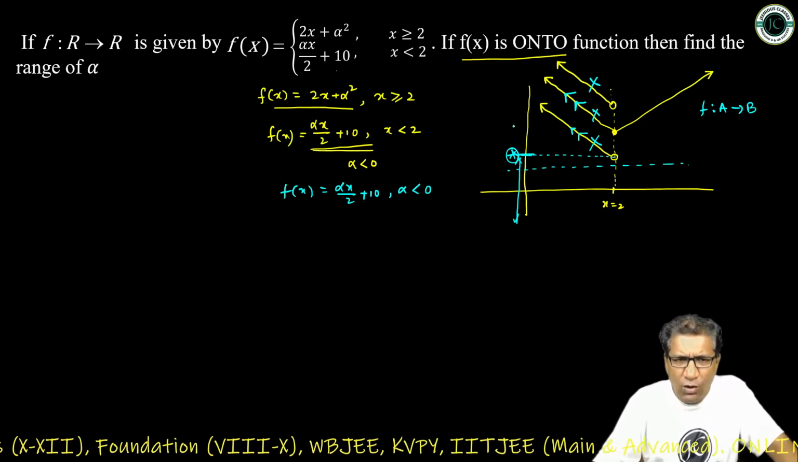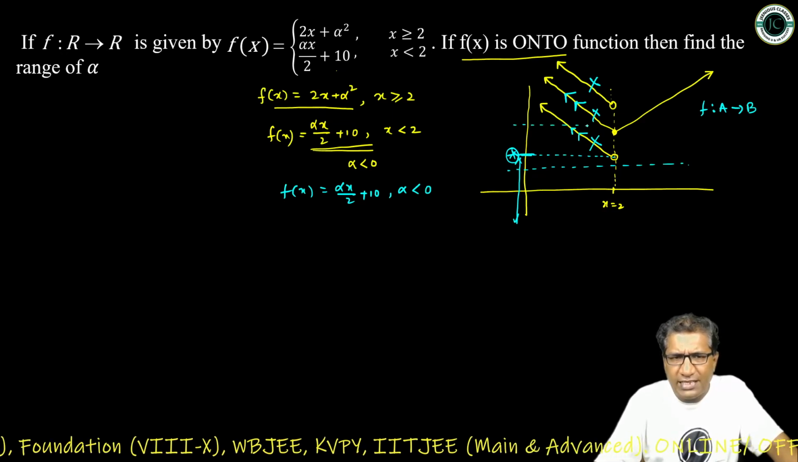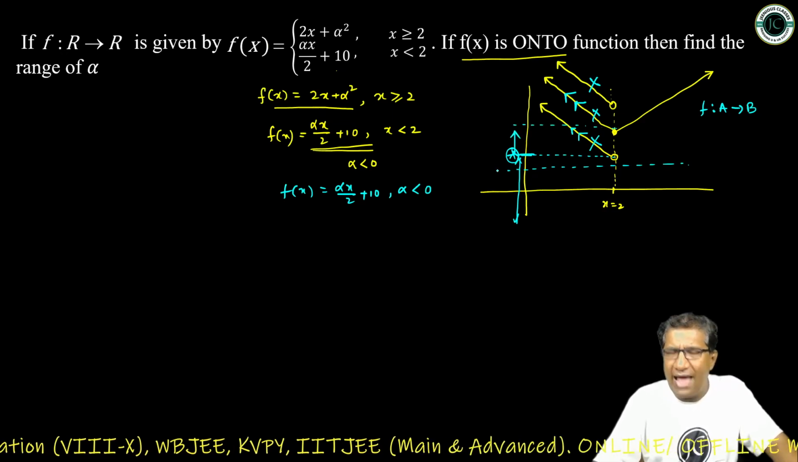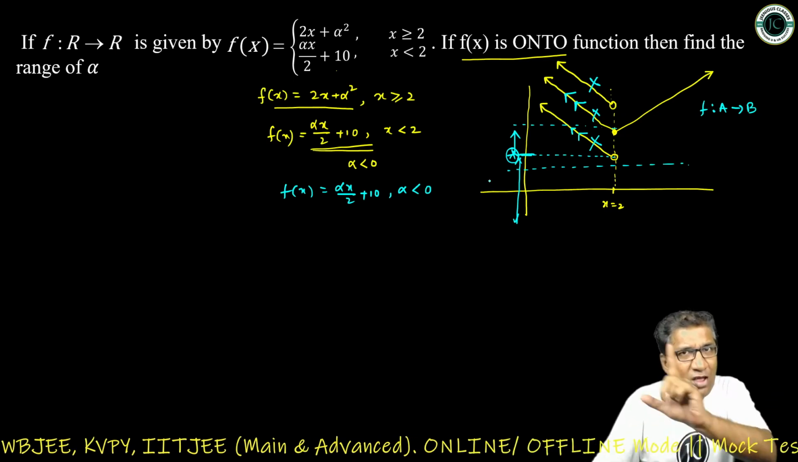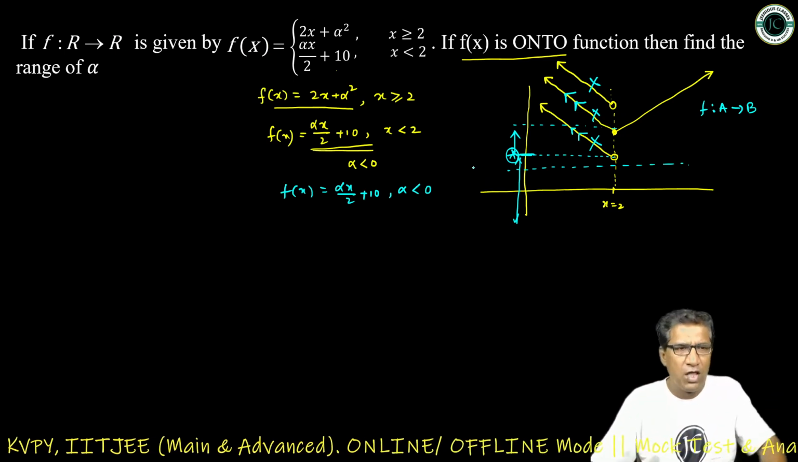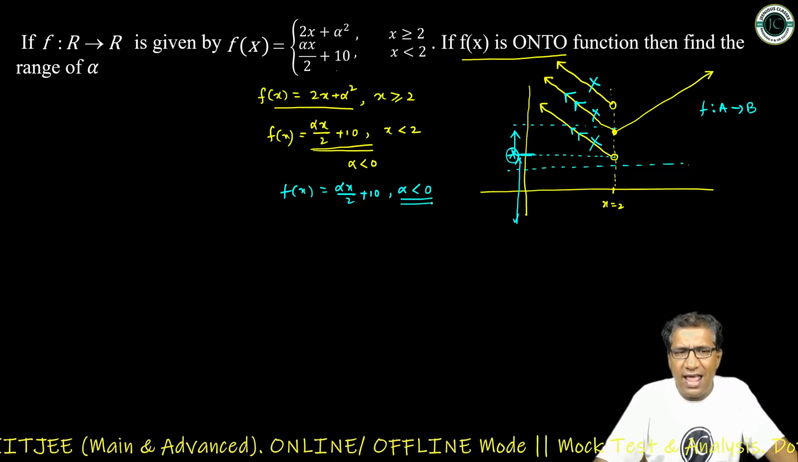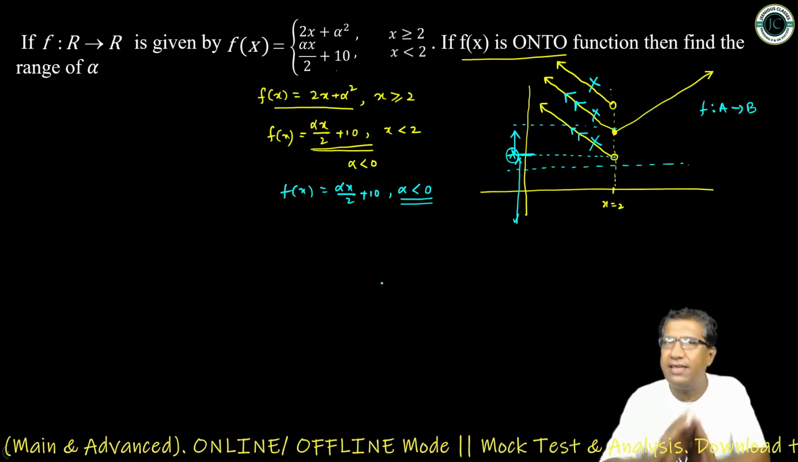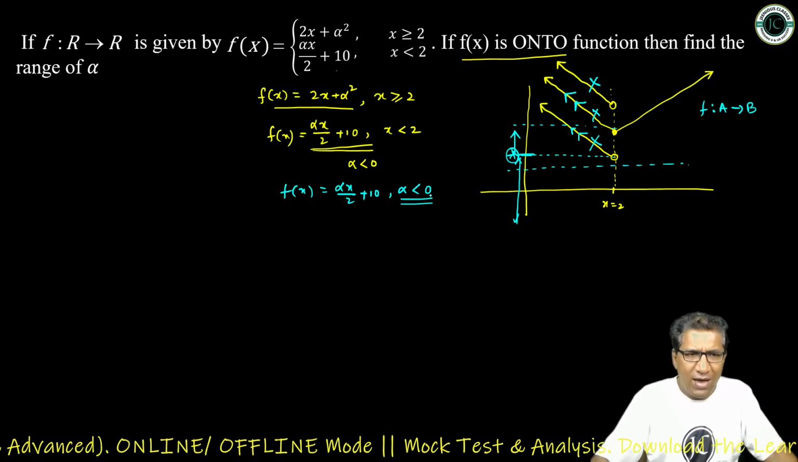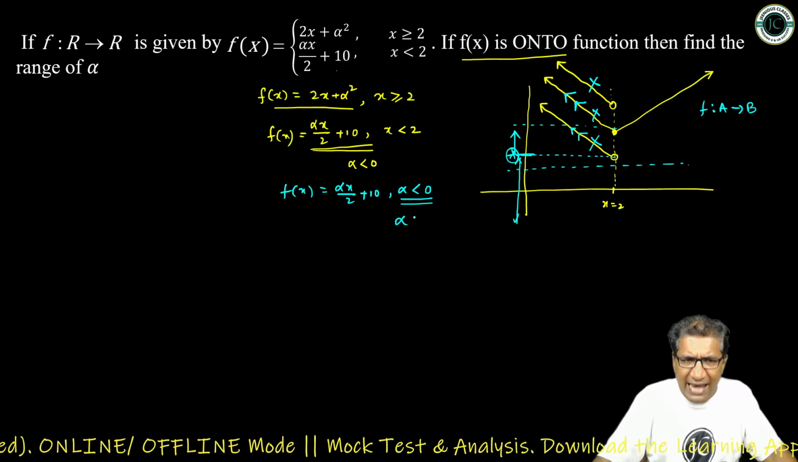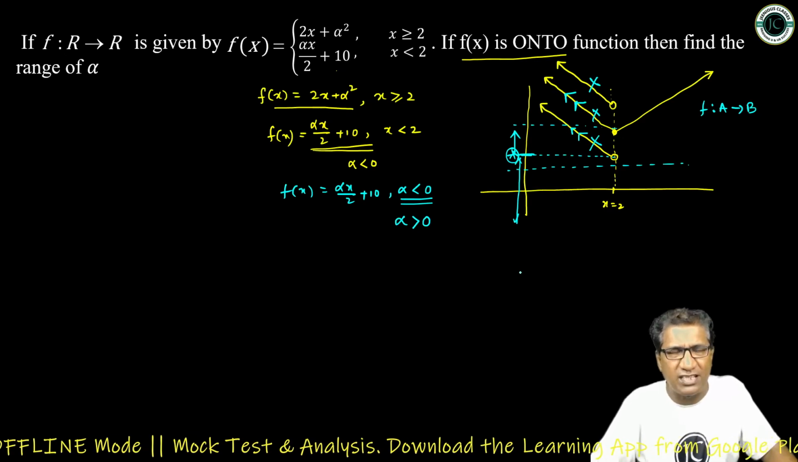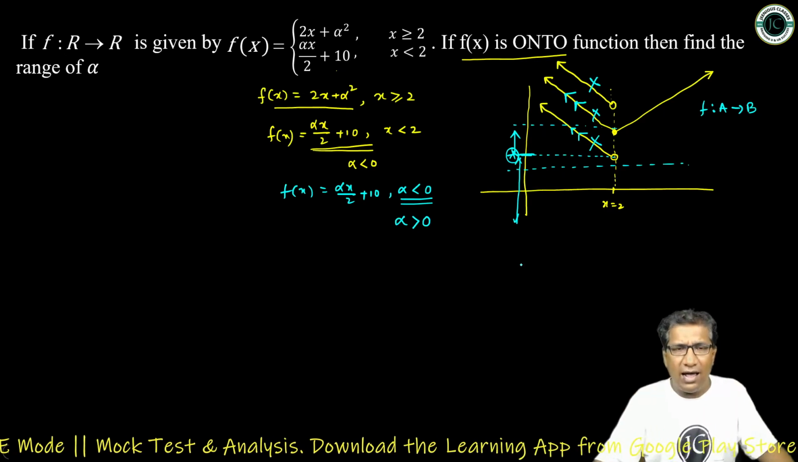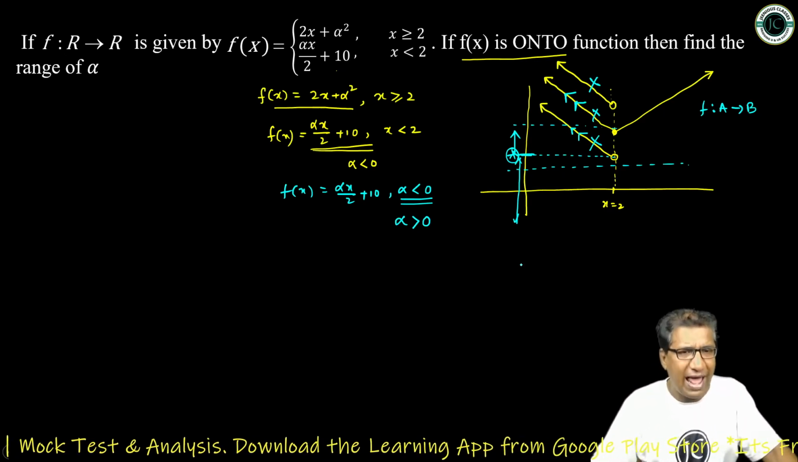Because for any value of y below this point, you are not going to get any x. It means it will no more remain an onto function. Is it clear? So alpha less than 0 is practically not possible. Okay? So we have taken a decision that alpha has to be greater than 0. It cannot be less than 0. So in that case, how will the graph look, let us just draw it.